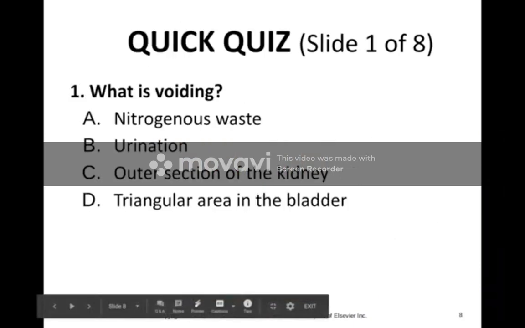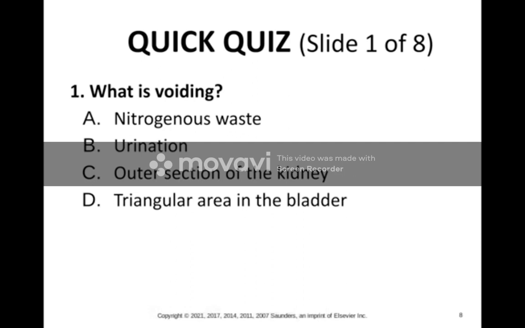So what is voiding? Does everybody remember what it means to void? Is it the nitrogenous waste, the active urination, the outer section of the kidney, or the triangular area in the bladder? And hopefully everybody said B, urination.